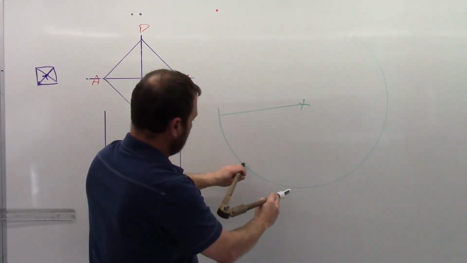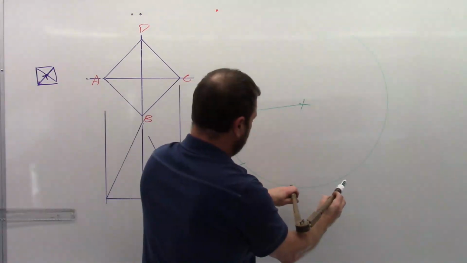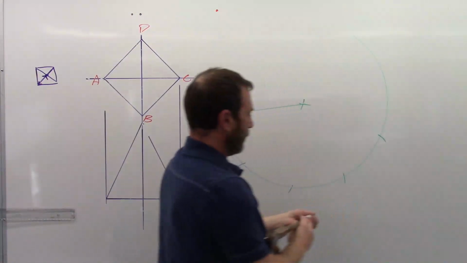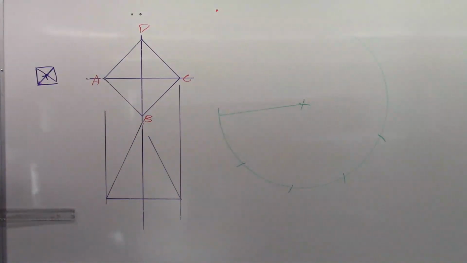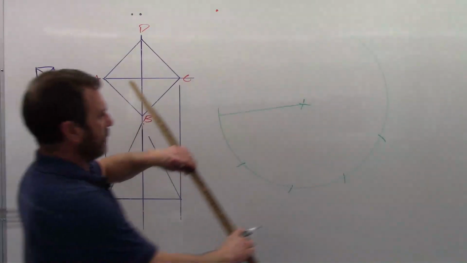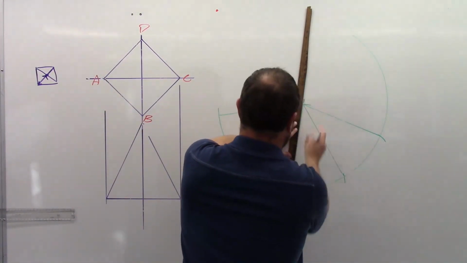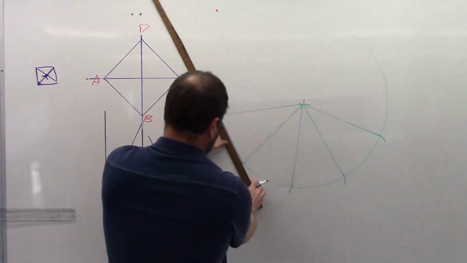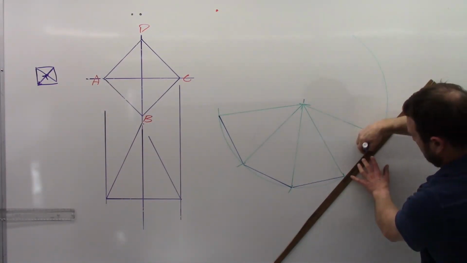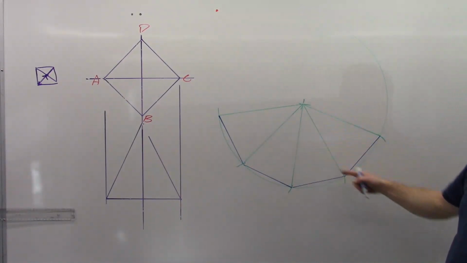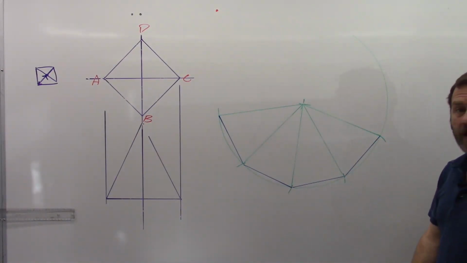1, 2, 3, 4. Okay. Take that, draw in our finish point. And there's our pattern. Radial line for a pyramid.